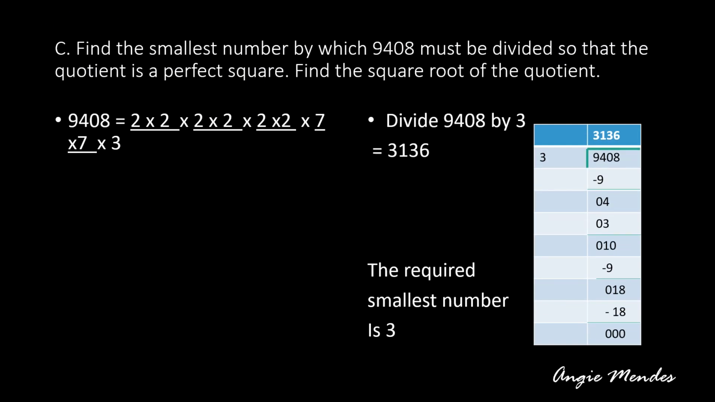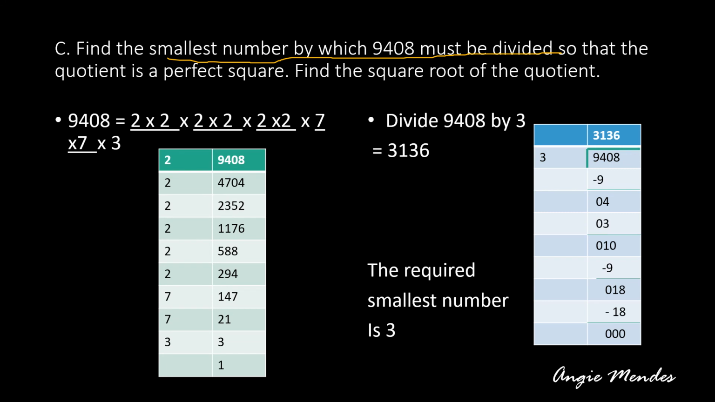Next example, find the smallest number by which 9408 must be divided so that the quotient is a perfect square. Also find the square root of the quotient. So the first question is find the smallest number by which 9408 must be divided. So let's look at this number. We will find the prime factors of 9408. So once we find the prime factors of this number, we are going to make them into pairs.